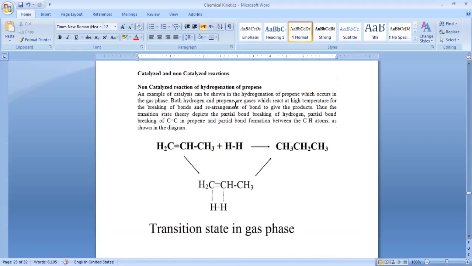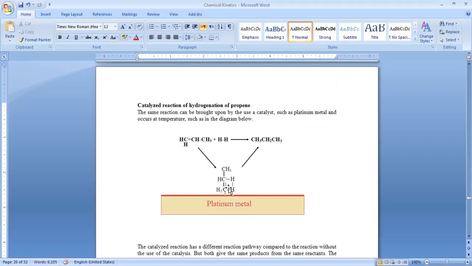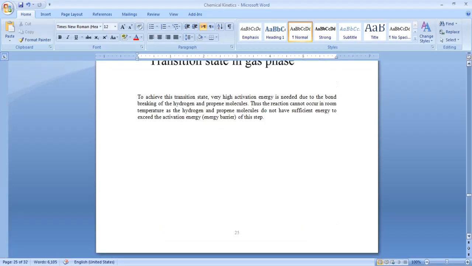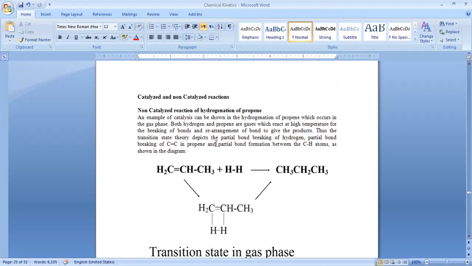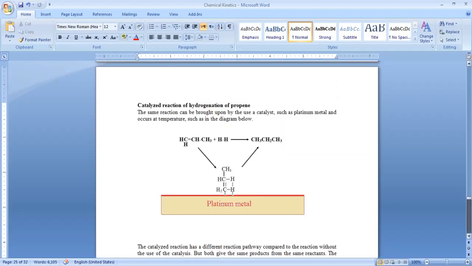The first reaction occurs in gas phase, so the transition state is in gas phase. Whereas in the second reaction, the transition state is adsorbed onto the platinum metal. So this non-catalyzed reaction does not involve adsorption, the transition state is in gaseous phase, whereas in this catalyzed reaction, the transition state is adsorbed on the platinum metal.